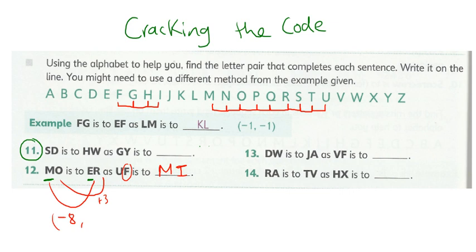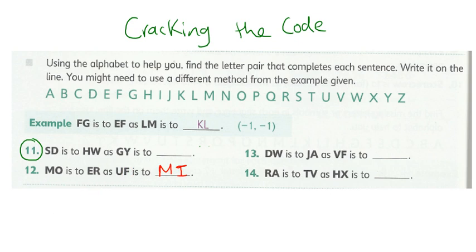It's really just adding and subtracting on an alphabet line. These questions can look very daunting when you first look at them, but actually they're pretty straightforward. You're literally just counting letters backwards and forwards. So that was number 12.